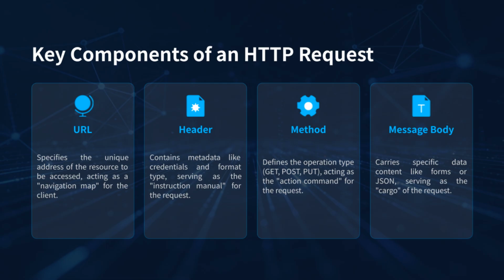URL, the navigation map. This is the unique address of the data or feature that the app wants to access. Method, the action command. It tells the other app what to do. For example, you might use GET to fetch data, POST to send new data, or PUT to update existing data. Header, the instruction manual. This contains small details, such as login information or the format in which the data should be sent. Message body, the cargo. This is the actual data being sent, like a form submission or a JSON file.